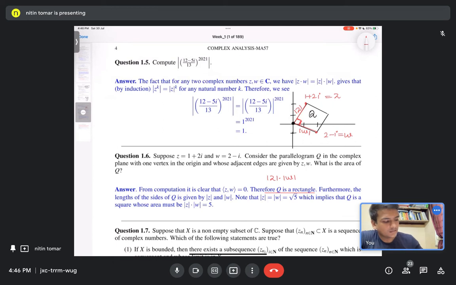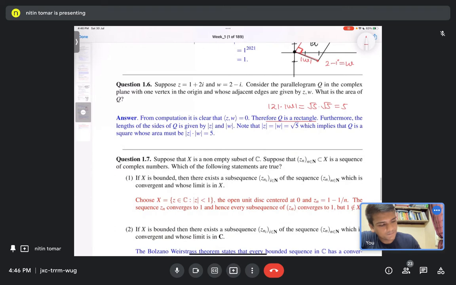Yeah. So if you compute mod Z and mod W, it will come out to be root 5, both of them. So it was in fact a square. So the answer will be 5. Okay. So the area of this Q is 5.